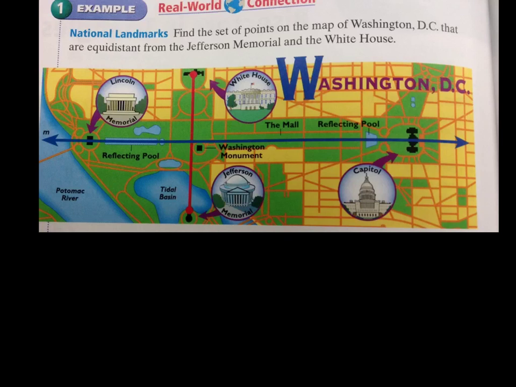See if you can find some things on the map that are equidistant from the White House and the Jefferson Memorial. Please pause the video while you try to figure out what is the same distance from the White House and the Jefferson Memorial.